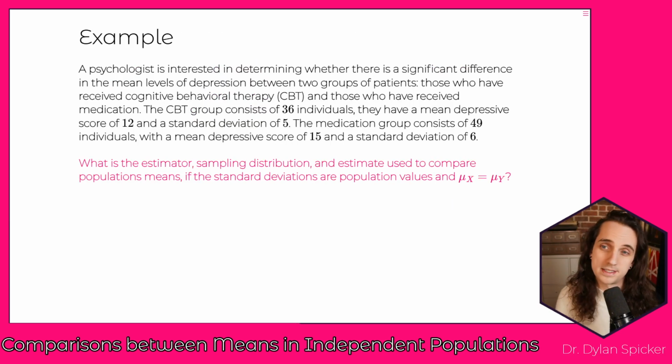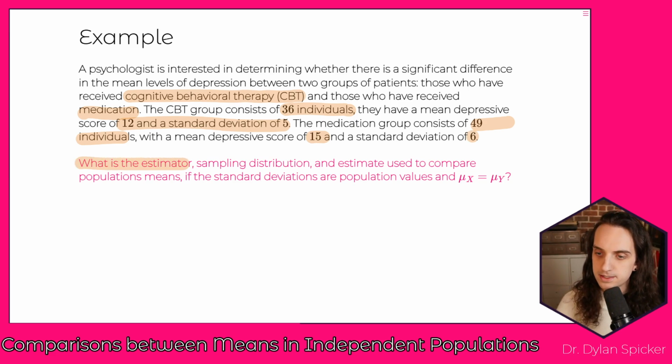So let's take a look at an example for this. Here, what we're dealing with is a psychologist who is trying to determine whether there's a significant difference in the mean levels of depression between two groups of patients, those who have received cognitive behavioral therapy, so the CBT group, and those who have received medication. The CBT group consists of 36 individuals. They have a mean depressive score of 12 and a standard deviation of 5. The medication group consists of 49 individuals with a mean depressive score of 15 and a standard deviation of 6.